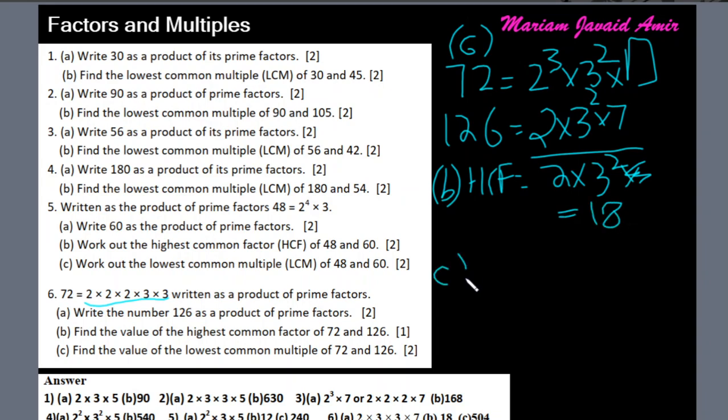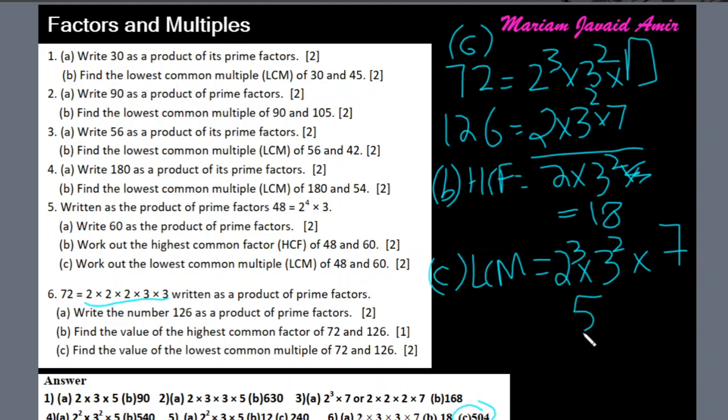Okay, and then for part C we have to find LCM. LCM is lowest common multiple, opposite of lowest is highest. So 2 cube gets selected, 3 square they're the same, so it doesn't matter whichever 3 square you choose. And then between no 7 and 7, 7 is the highest. So 2 cube times 3 square times 7 gives us 504, which is also the answer written over here.